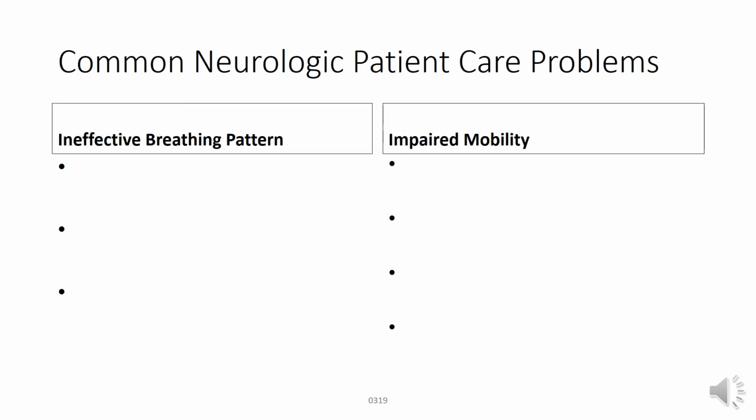So some common neurologic patient care problems that a nurse may encounter are, first, ineffective breathing pattern, which we will discuss. This can be due to a weakened diaphragm that might occur with neurological disorders. We can also monitor their respiratory effort, and then we would promote client airway and chest expansion. We can also monitor for impaired mobility.